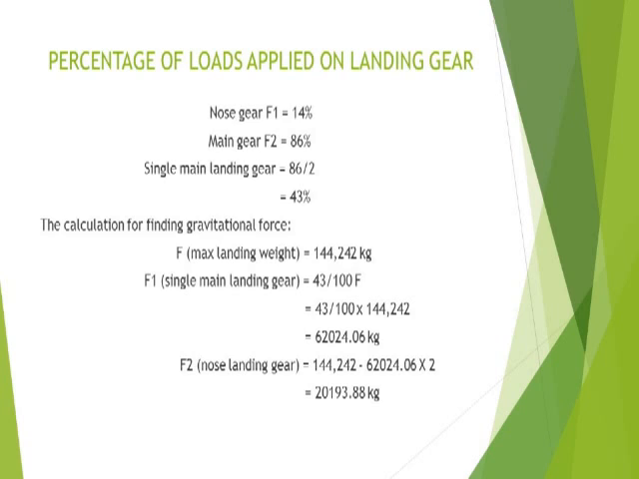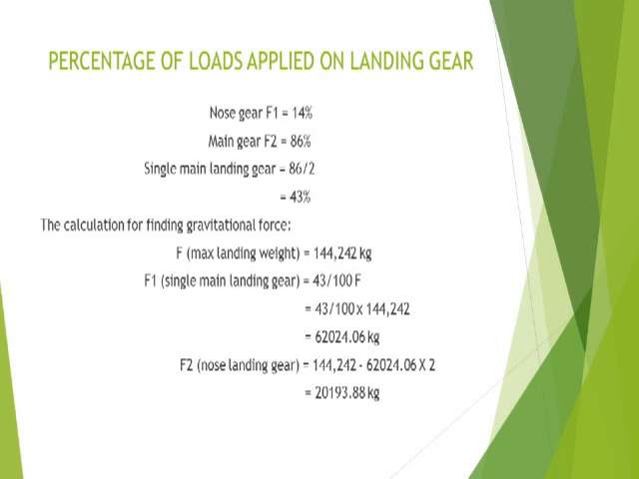The force distribution of the landing gear. From the Boeing website, we have taken the maximum impact load as 144,241 kg, the approach velocity as 136 knots, and the thrust as 77,000 lb. The percentage of load supplied on the landing gear: the load acting on the nose landing gear is 14% and on the main landing gear is 86%. For a single main landing gear it is 43%.